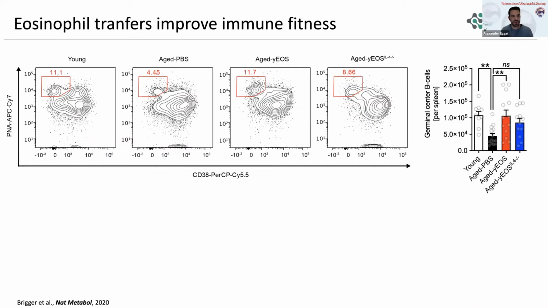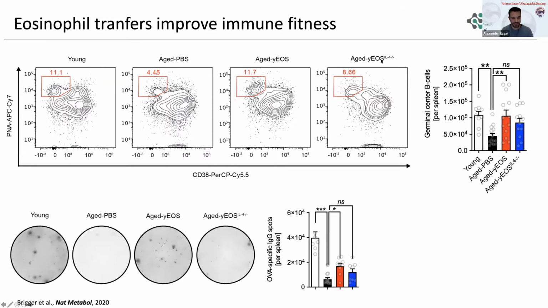I'm quickly going to show the immune fitness in terms of germinal center B cells that we quantified flow cytometrically after immunization. You can see that the germinal center B cells, positive for PNA staining and negative for CD38, decrease with age. And you can basically restore that with eosinophil transfers. And this is a partially IL-4 dependent effect.